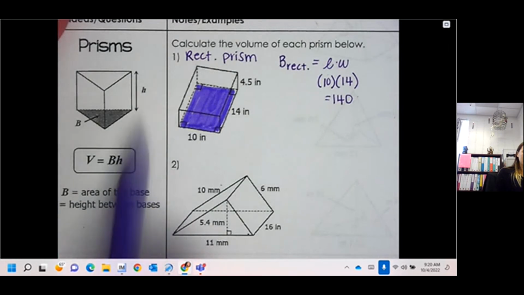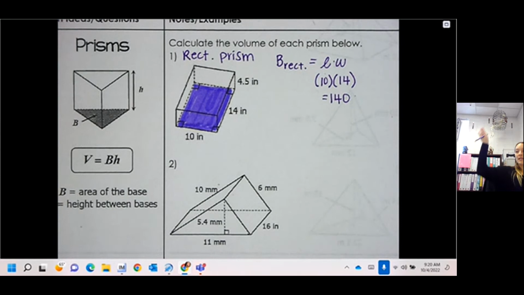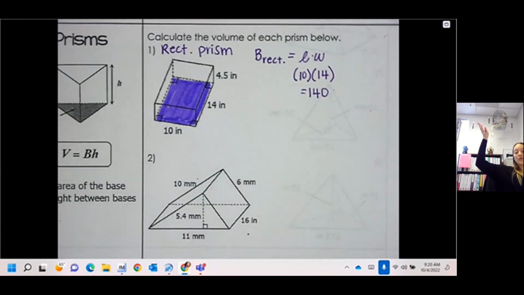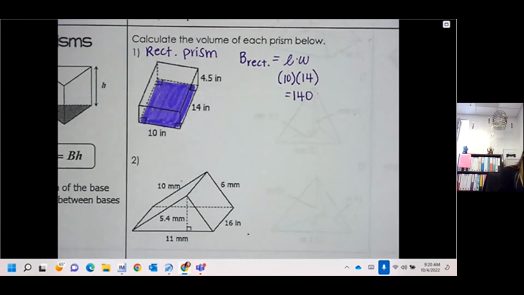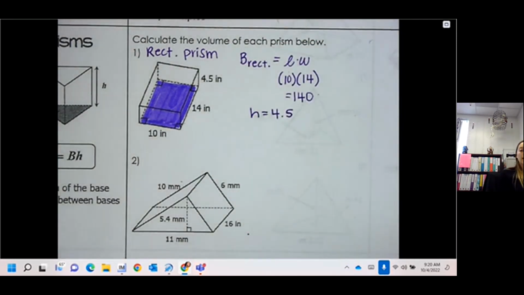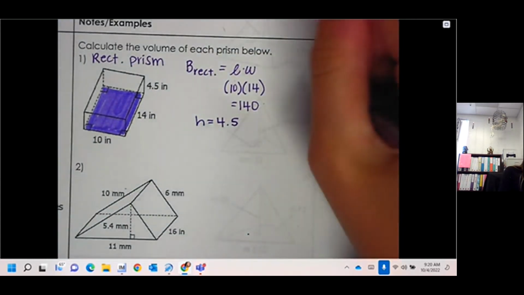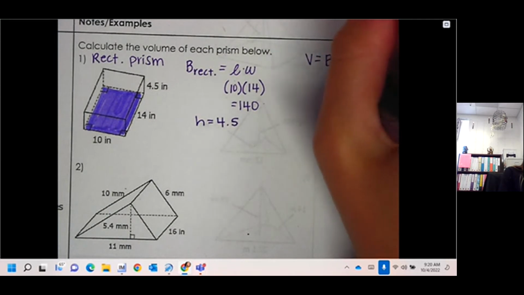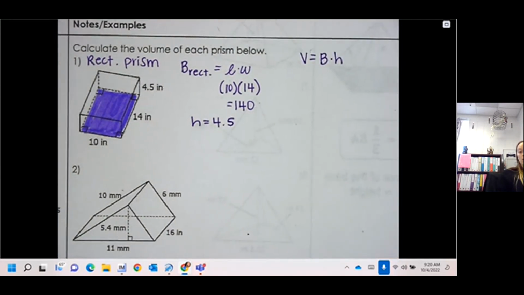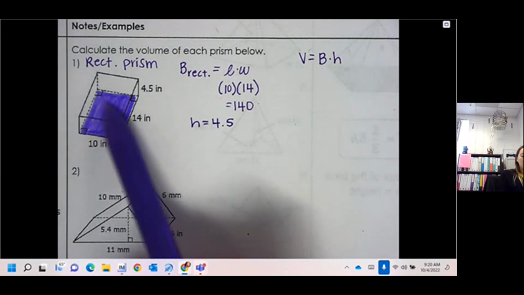And so the height is the height between the bases. So it's the side length that connects the bottom base and the top base together. So which one of those numbers connects them? 4.5 is my height. Okay. So final step is I plug it into the volume formula. Volume is area of the base times the height. Wait, what? How did you get 4.5? So 4.5 is the height of the whole prism. It's the side that connects the bottom base to the top base. That's my height.